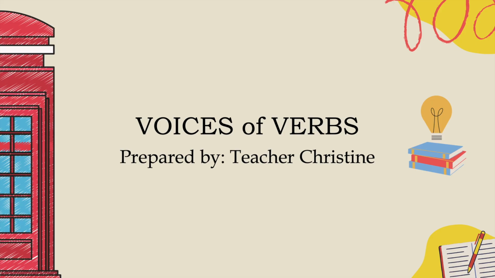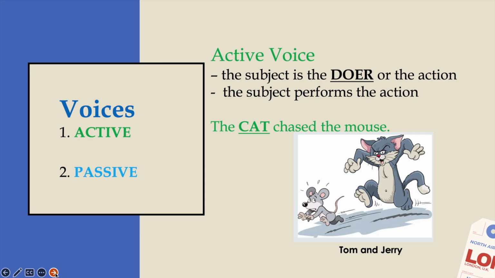Voices of verbs. Verbs have their own voices, but for this lesson you have to know the different parts of the sentence. You have to know the subject part and the predicate part. So there are two voices of verbs: the active voice and the passive voice.